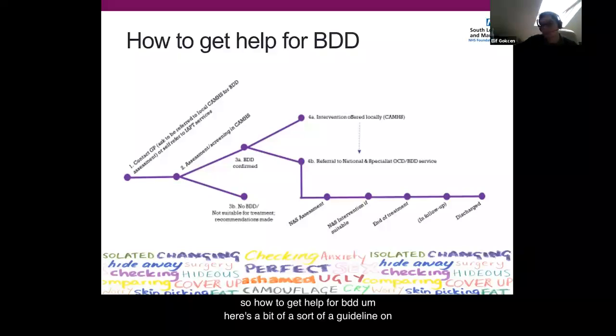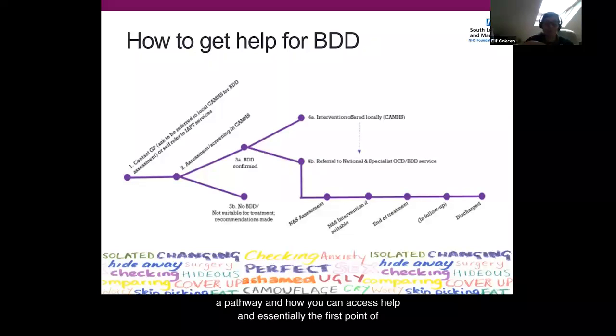So how do you get help for BDD? Here's a guideline on a pathway and how you can access help. Essentially, the first point of contact is likely to be your GP, asking for a referral to your local CAMHS service for BDD assessment. Or if you're closer to 18, that referral might go to IAPT services.